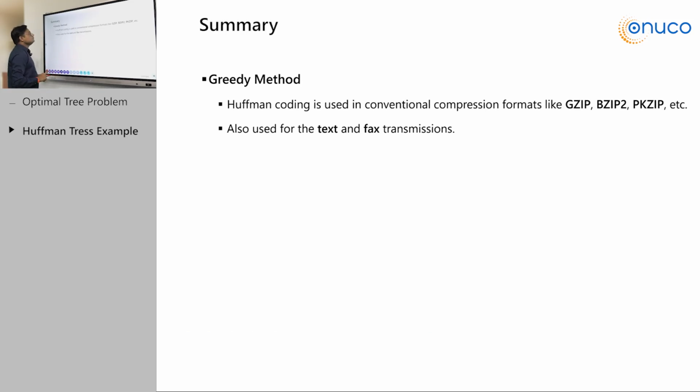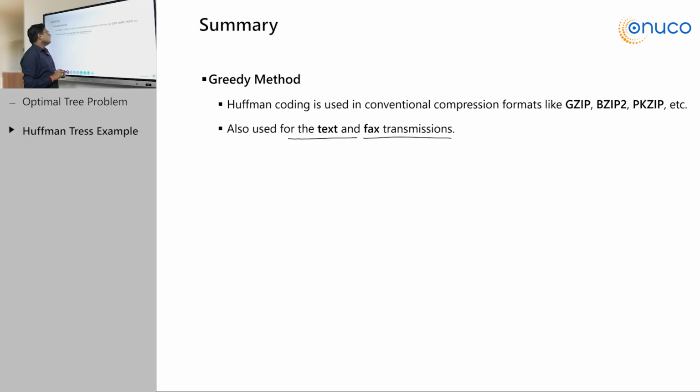Now Huffman coding is used in conventional compression. I told you why compression: fixed length coding takes more space, in binary bits or any other encoding characters, but Huffman coding takes a lesser amount of bits. So we can use it for compression techniques, such as gzip, bzip2 and pkzip, etc. It is also used in text and fax transmissions, to perform things faster. So this is all about Huffman code.